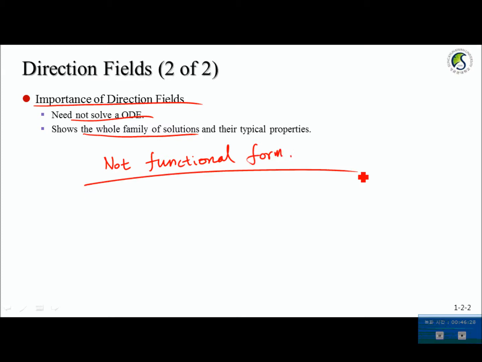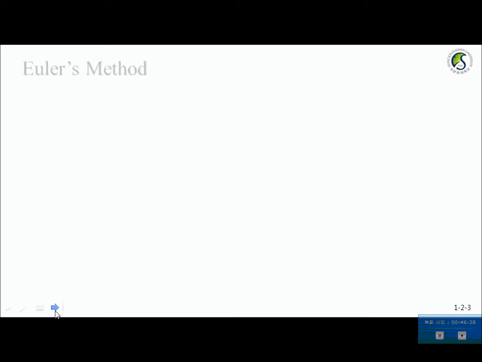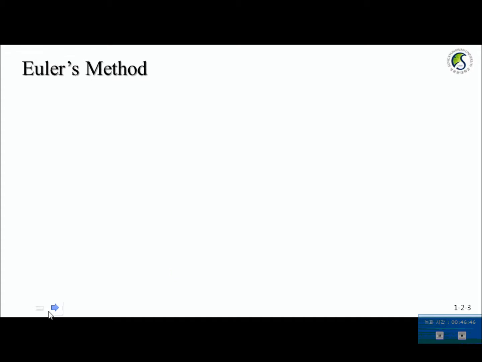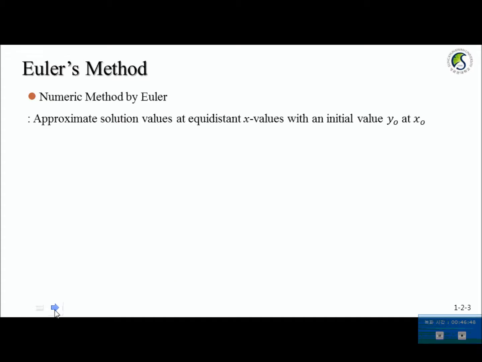You simply know how the solution might look like. Okay? And that's it. That's a very simple method, and you can practice on your own. Okay, next topic is Euler. It's a numeric method by Euler.